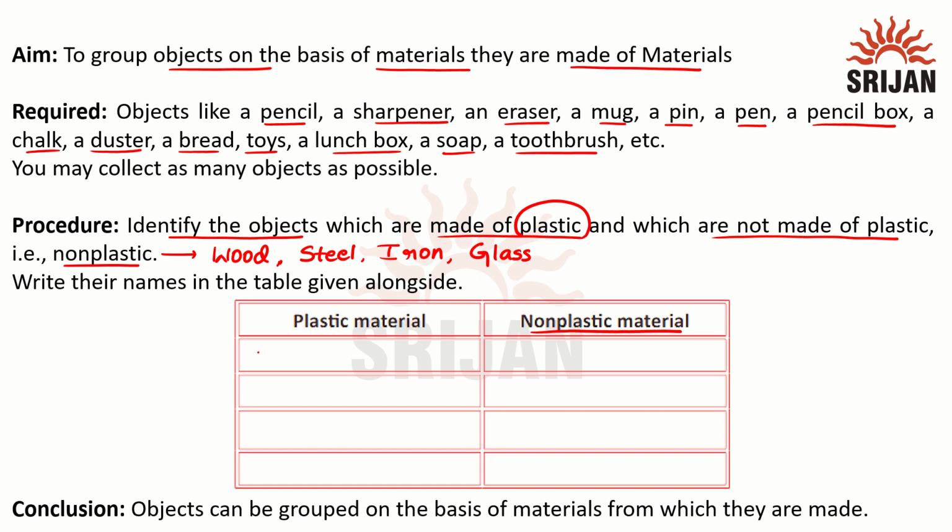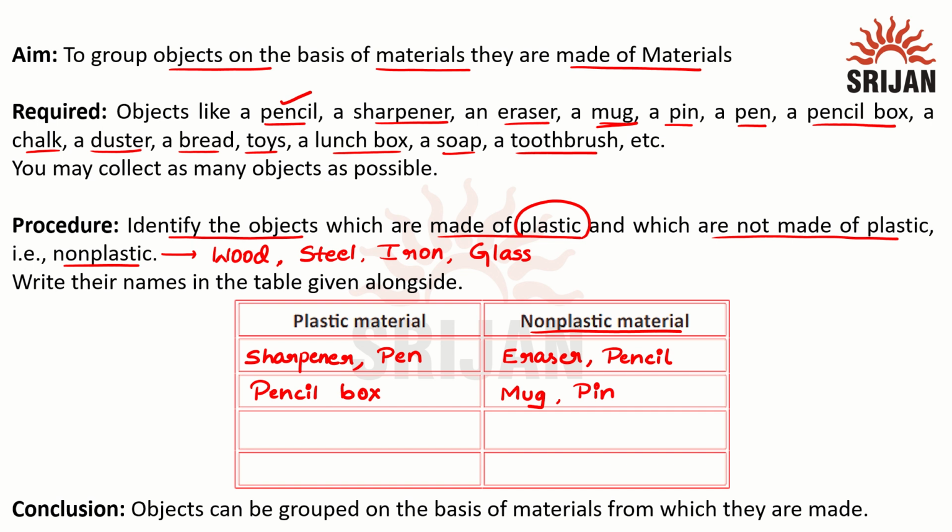Now on a daily basis, our sharpener can be made up of plastic. Eraser is rubber, so it's a non-plastic. Now we have pencil, so pencil is made up of wood. Then we have mug. Mug can be made up of plastic or ceramic, but generally it is made up of ceramic, so we'll write that here. A pin will not be made up of plastic. Pen can be made up of plastic. Pencil box can be made up of plastic.